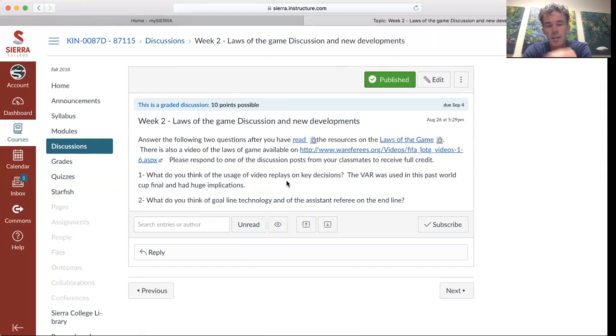And then what do you think of goal line technology? That one's getting a little bit older now, but that is a current thing that's been used. It started the addition of technology into the game, starting to move forward. So I have a couple of different resources there. You have to read the resources. There's basically the laws of the game, and then there's a little video on the laws of the game posted through. So, different rules.